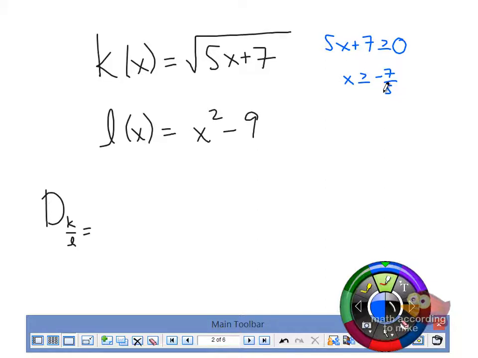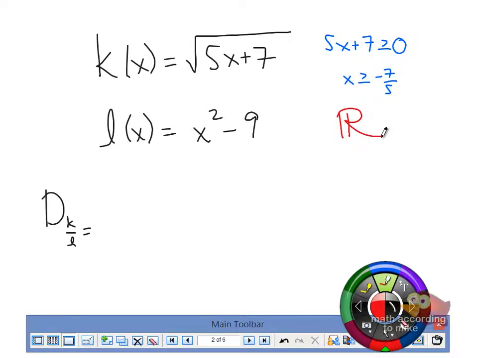L, what's the domain of L? So looking at L, are there any fractions? Are there any radicals? Any of that third thing we don't know about? Say no. So what's the domain of L? All real numbers.